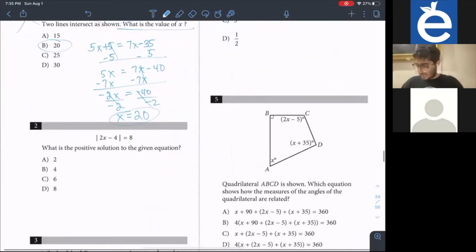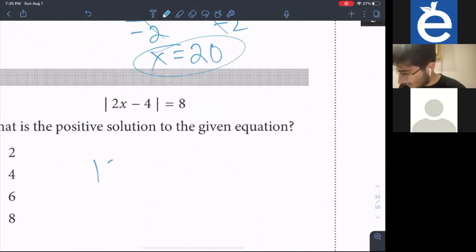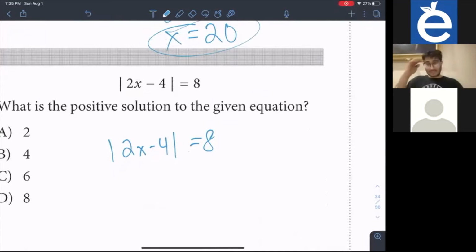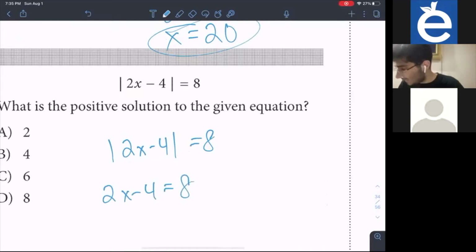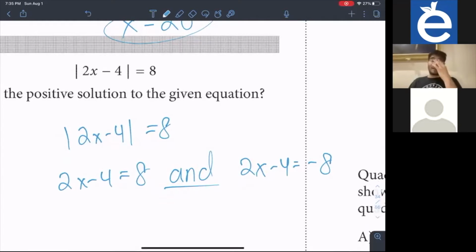Okay. Next question. What is the positive solution to the given equation? So we have the given equation with the absolute value right here. To solve this type of question, you would have to split it up into two. For absolute values, there are two possible answers, where 2x minus 4 is equal to positive 8, and 2x minus 4 is equal to negative 8. So you have to keep that in mind. When solving an absolute value equation, there might be two answers.